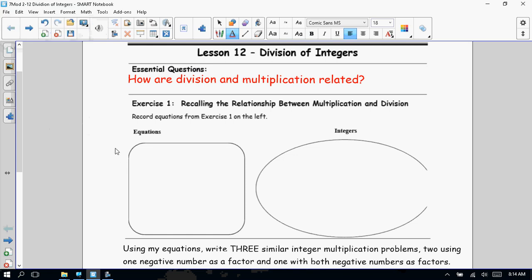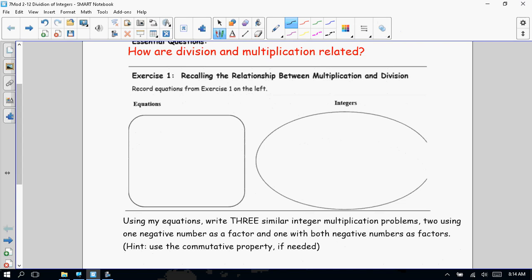All right, exercise 1. Recalling the relationships between multiplication and division. I'm going to give you a list of some facts that are related to one another. And let's write those down in this rectangle that says equations. All right, let's list some facts. So, for example, 4 times 6 we know is equal to 24. And then if I use the commutative property, I could also say 6 times 4 is also related to that same fact because they both equal 24.